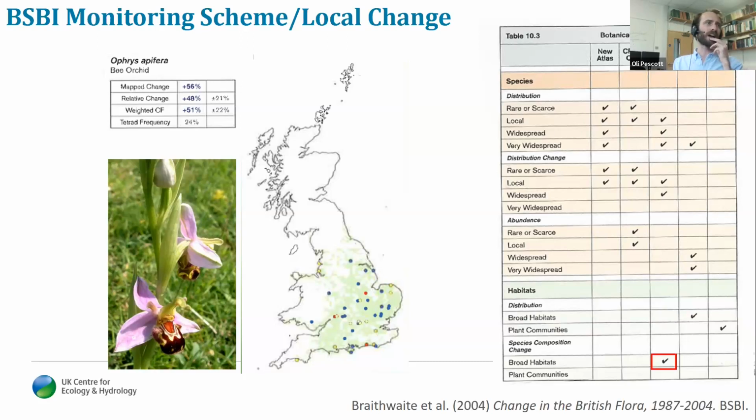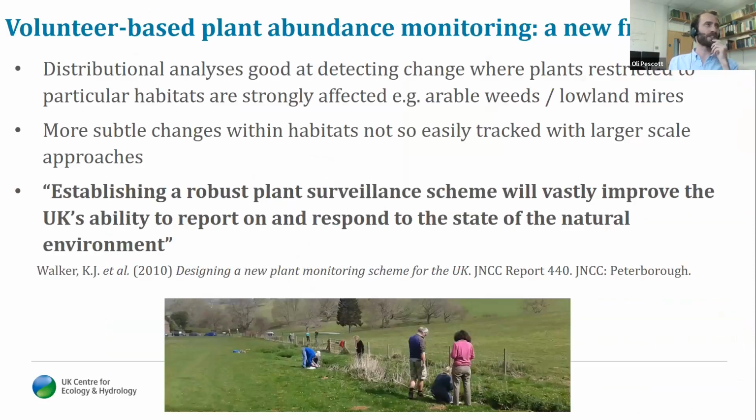So this work and others highlighted that there was a gap, at least in voluntary natural history, that could potentially be filled by asking naturalists to look at plant communities and abundances at smaller scales within habitats. And that's, of course, where we come in with the NPMS.